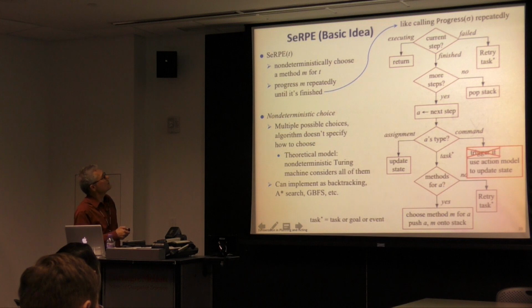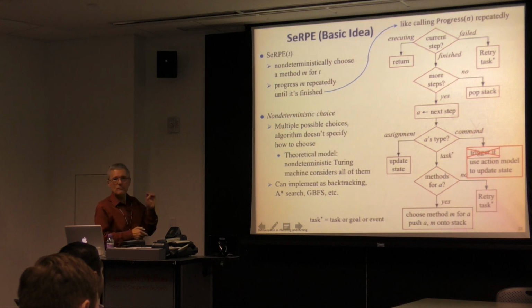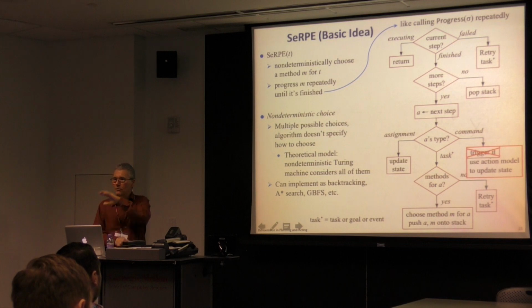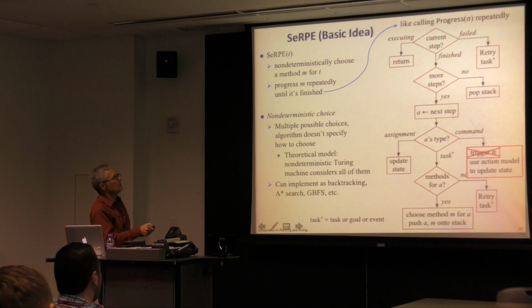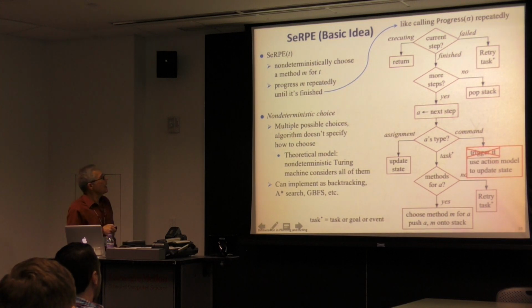Okay, here's the basic idea. You non-deterministically choose a method for your task. You progress that method repeatedly until it's finished. We're only doing this for one task. We don't have the multiple tasks like Ray did. We're only going to look at one at a time. All right? So you progress it until it's finished. Here's that same progress thing that I had up for Ray. It's like calling this thing repeatedly. The main difference is that instead of triggering a command, you use your action model. Okay?